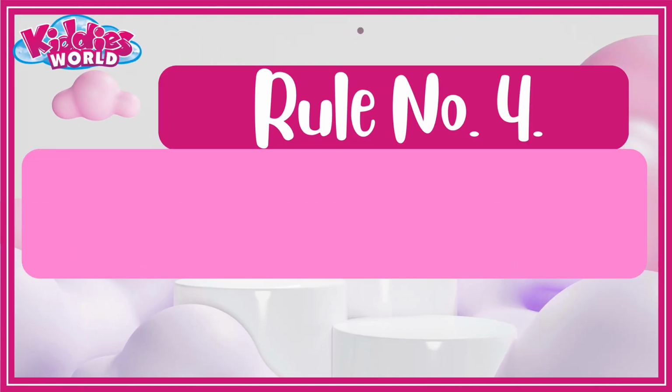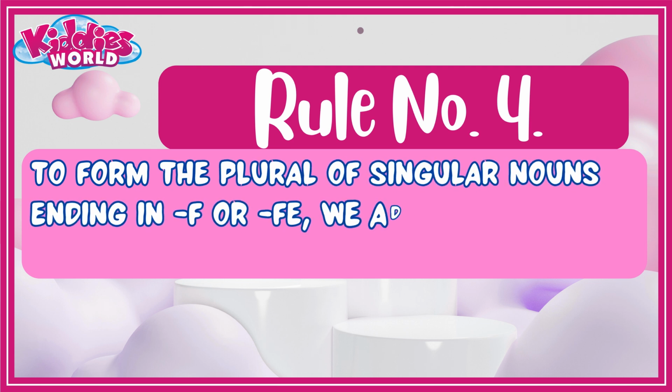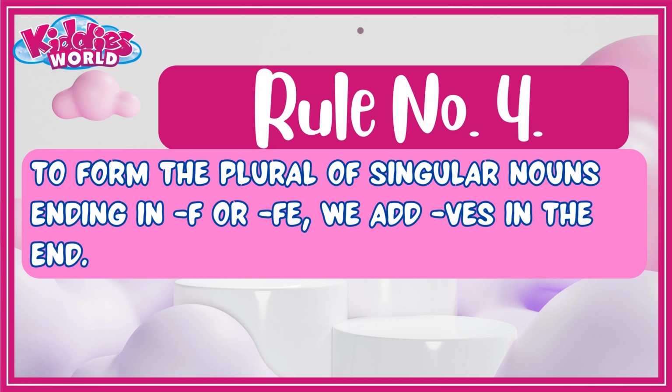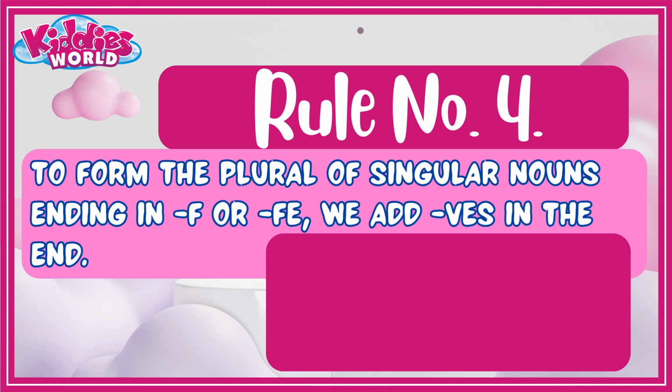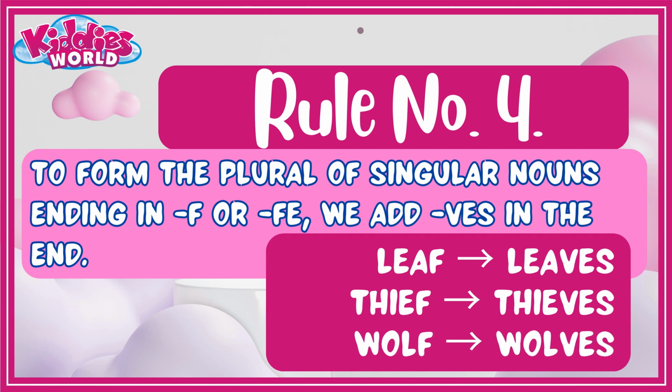Rule number 4. To form the plural of singular nouns ending in f or fe, we add ves in the end. For example, leaf becomes leaves. Thief becomes thieves. Wolf becomes wolves.